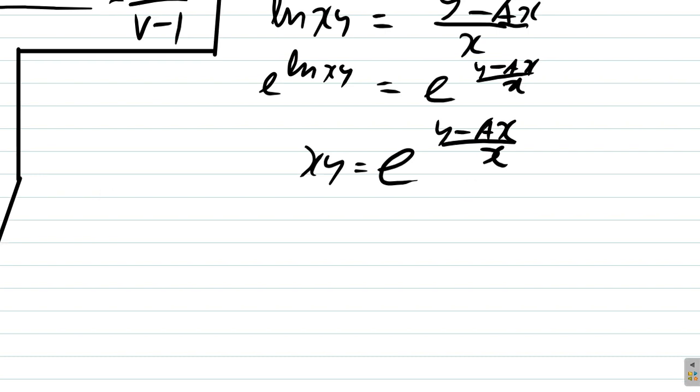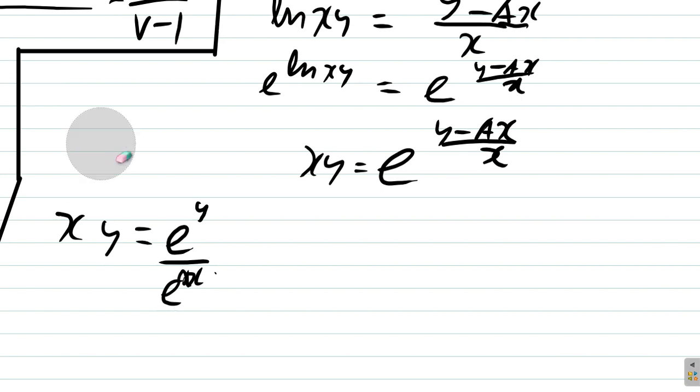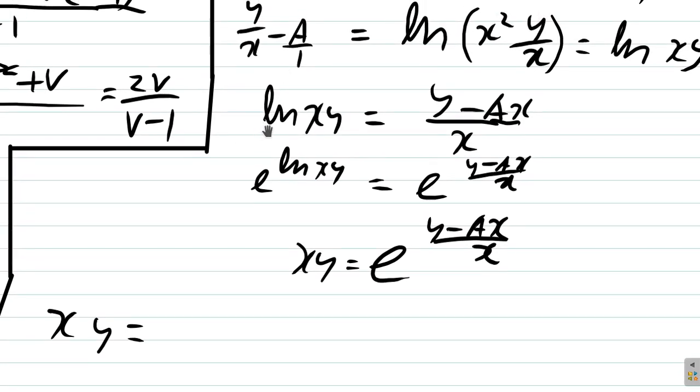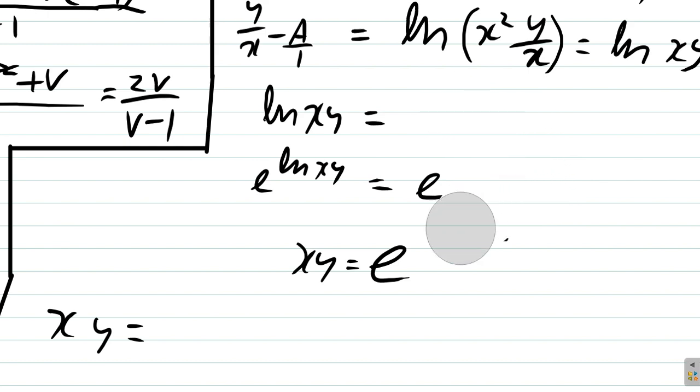Come to think of it too, from our knowledge of the laws of indices, you could write this as xy equal e to the y over e to the ax. Let me see. Oh, guess what? Let us keep it as y over x minus a. That's one thing we could do. Let's keep it at that and see what would happen.